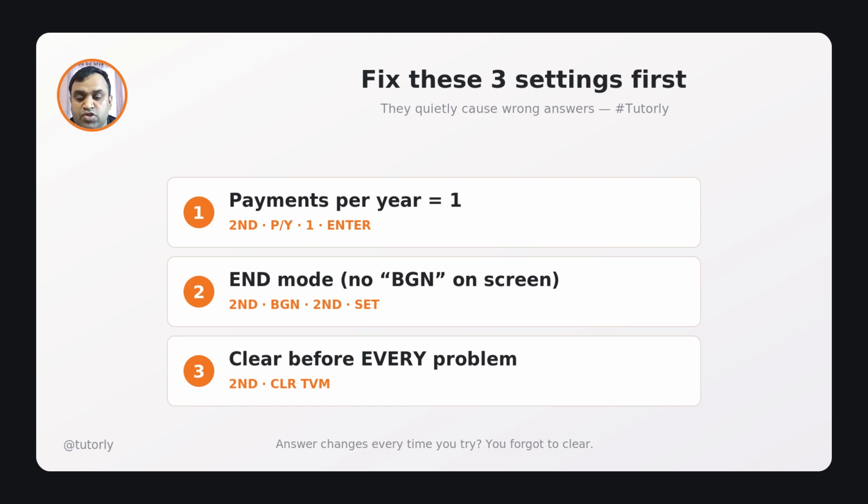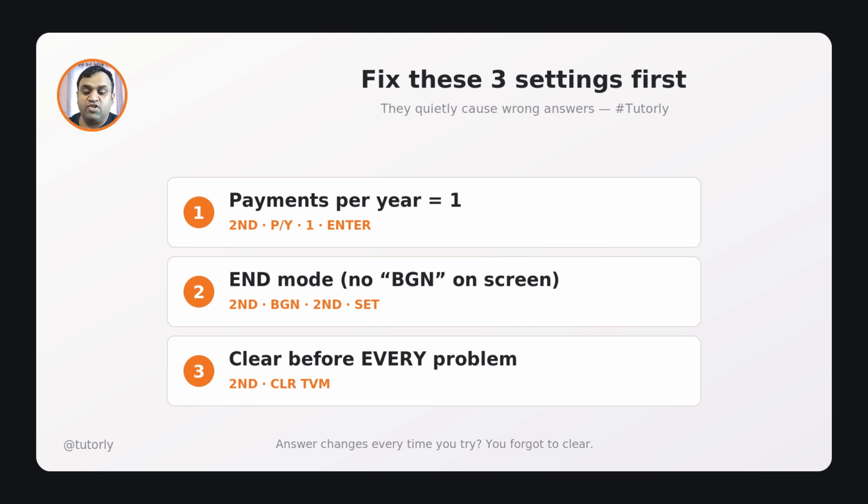Setting 2. End mode. Look at your screen. If you see the letters BGN, your calculator thinks every payment happens at the start of the period. Almost every exam question assumes the end. If BGN is showing, press 2nd BGN, 2nd SET to turn it off. The symptom of leaving it on: your answer comes out slightly too big. Just big enough to get it wrong, not enough to notice.